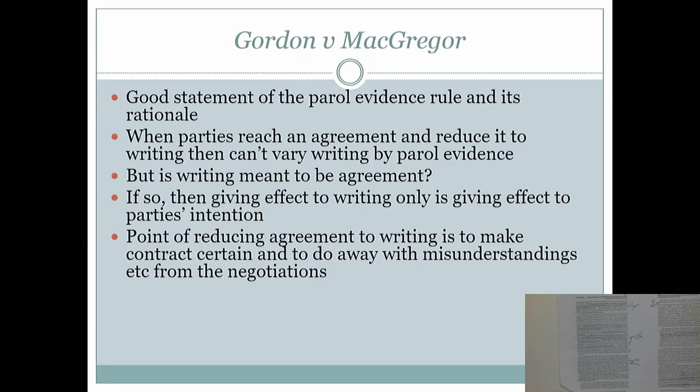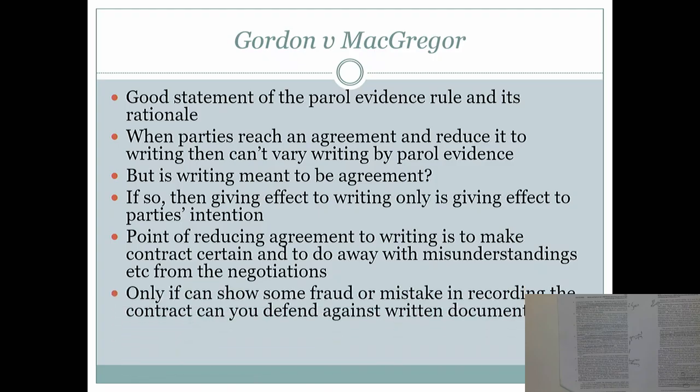The whole point of the written document is to do away with all of that. We don't need to worry about what happened before. We've just got the document itself. So don't bring up any evidence about what was said in negotiations or how the parties negotiated beforehand. You just look at the contract itself, and that is certain, and that is efficient. Which means that the words of the document are to be interpreted simply according to the words of the document. You just take the clear words and you apply them. Fine, easy. Only if you can show some fraud or mistake in recording the contract could you defend yourself against the written document. And so that's where doctrines like non est factum and rectification might come in.